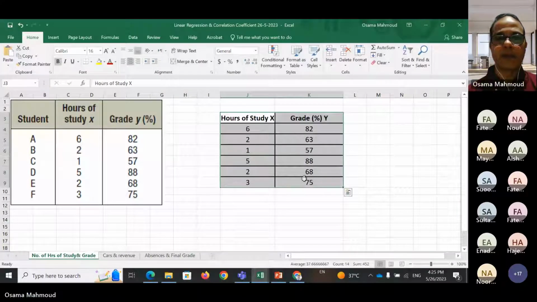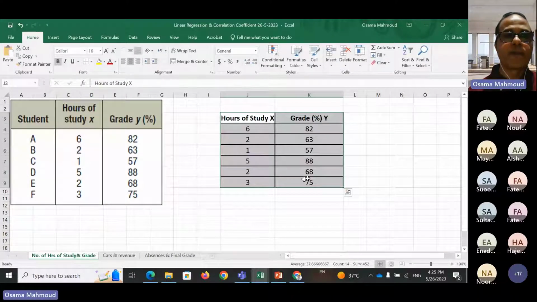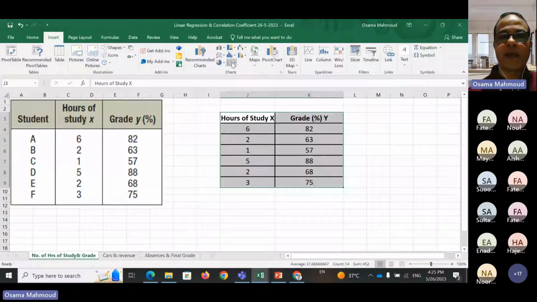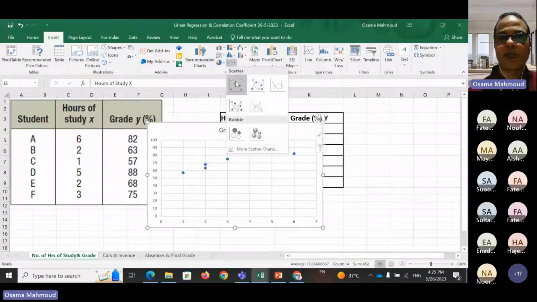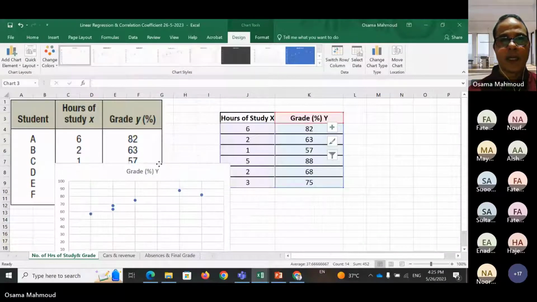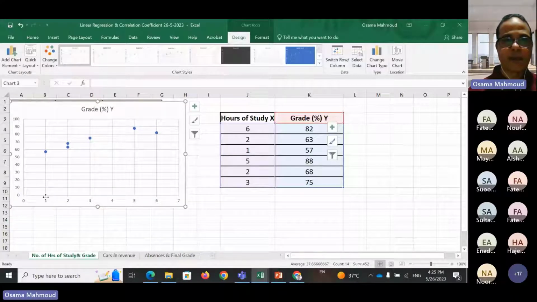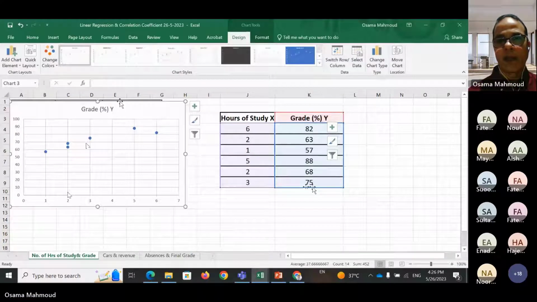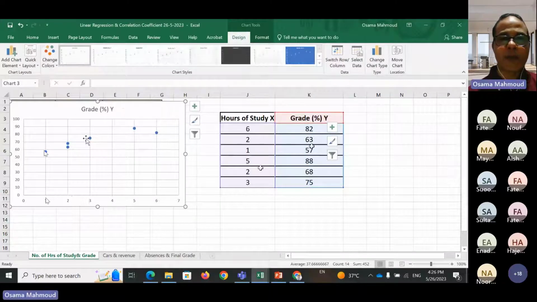Now I would like to graph the scatter plot. So I shade the two columns and go to insert. In Excel here, you have the scatter plot. Once you click here and choose this one, yes. Each point represents, for X is 1, Y is roughly 50 something, 57 as here. 2 and 60 something, it is 63. This is the point. And 3 and 70 something, 75.